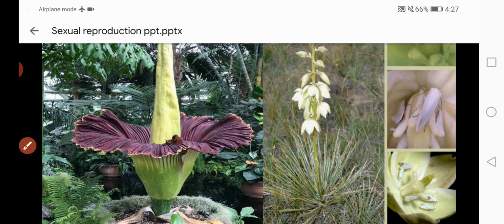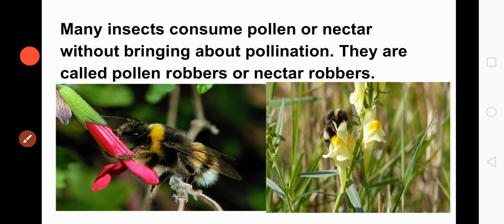Many insects consume pollen or nectar without bringing about pollination, and they are called pollen robbers or nectar robbers. What do we mean by pollen robbers? These are the insects which consume pollen or nectar without bringing about pollination, so they are referred to as pollen robbers. So these are about today's topic.